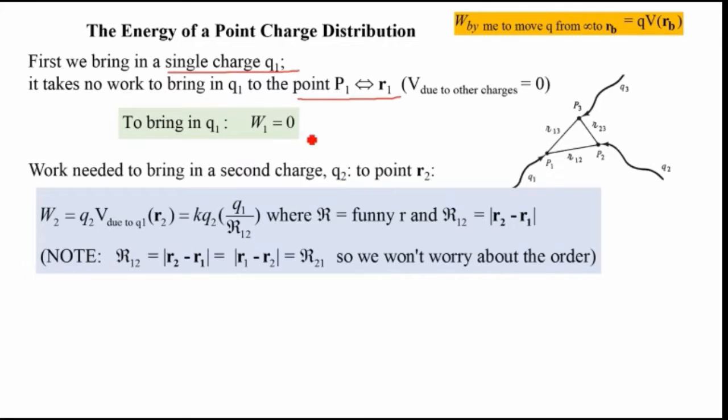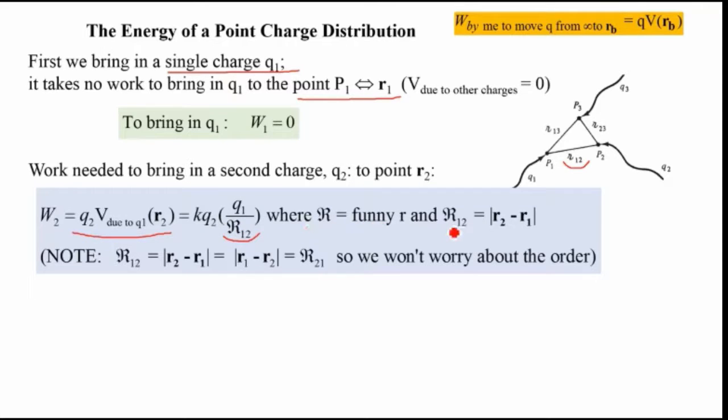How about a second charge? Well, now we have a charge Q1, and so to bring in Q2, we have an E field, and so therefore there will be work done. We know that when we're finished, when we're positioned here, the potential at this point due to this charge will be related to the distance between P1 and P2. And remember that was funny R sub 1, 2. Writing that out then, the work done to get to the position P2 or the charge Q2, this will be Q2 times the potential due to Q1 at the position R2. That's equal to K Q2 times Q1 over the distance between Q1 and Q2, which is our funny R.